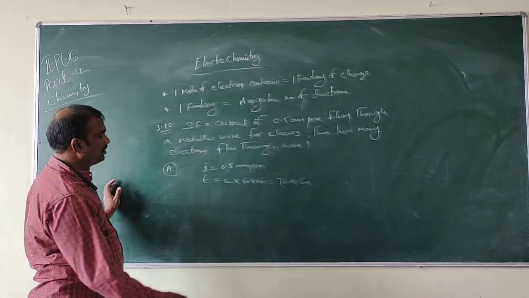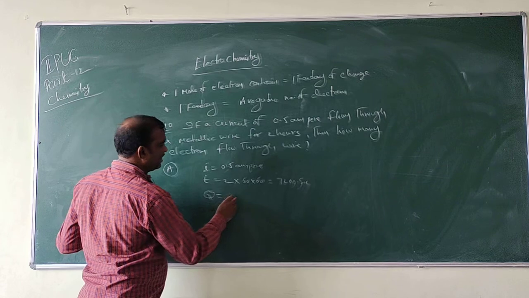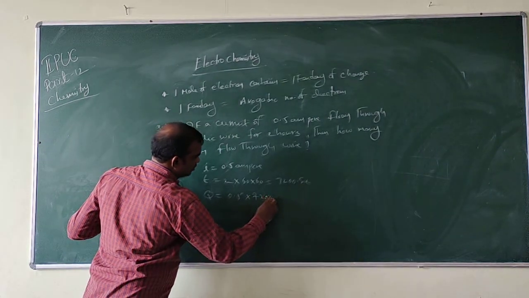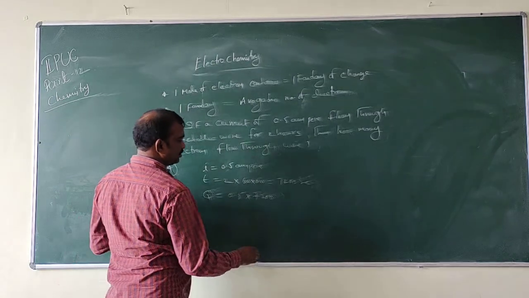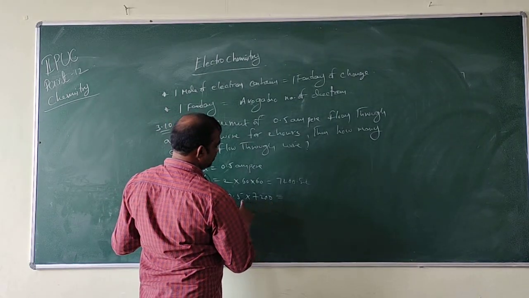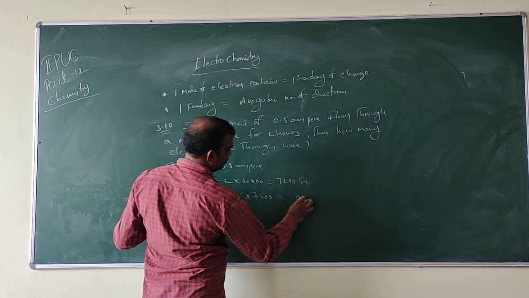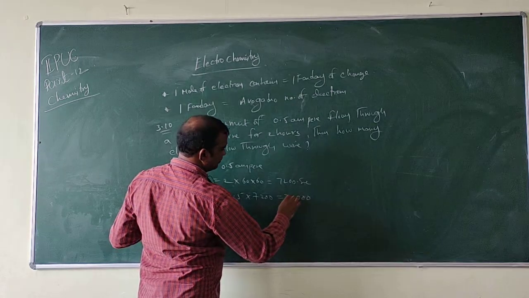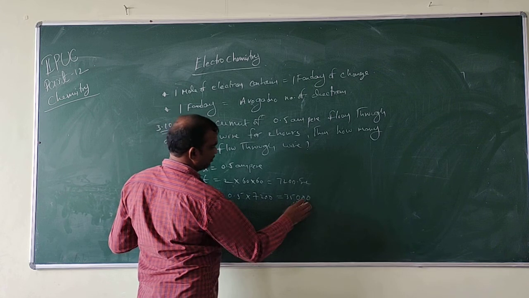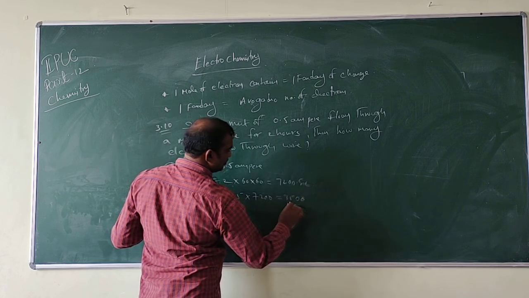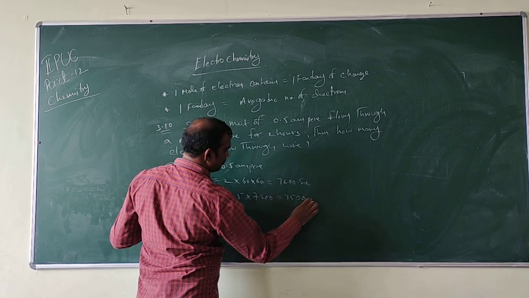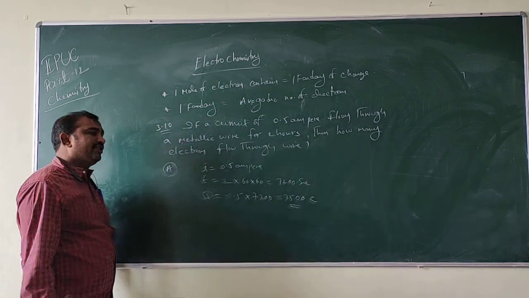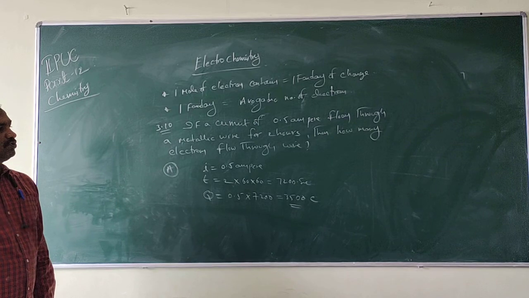So here we have to calculate Q. Q is equal to IT. So 0.5 into 7200. What value will come? 7 5s are 35, 35. So the 0.5 will be removed. That means Q is 3500 coulombs.